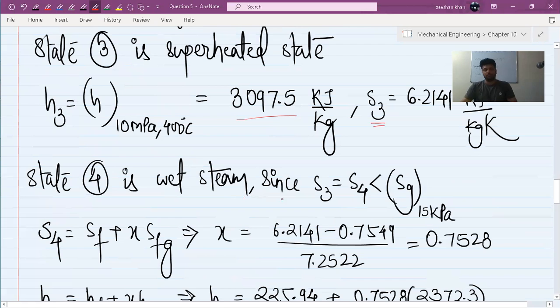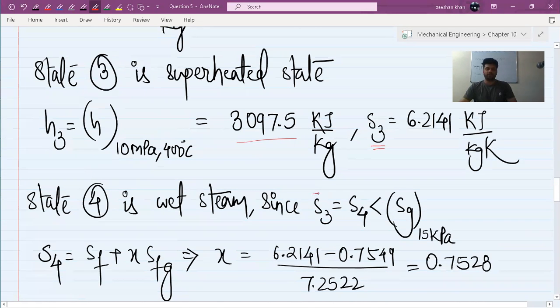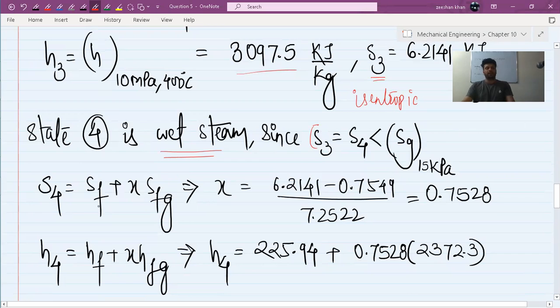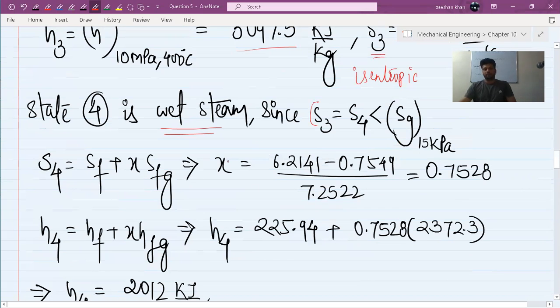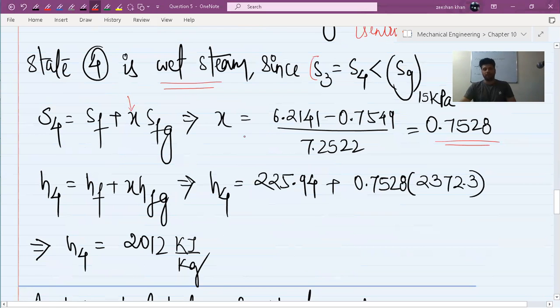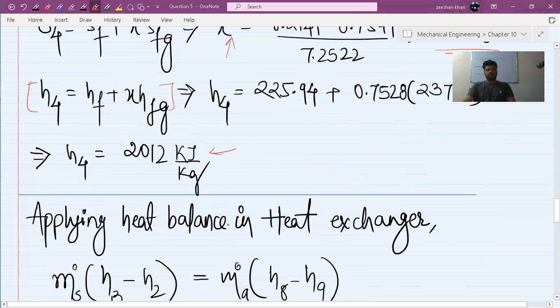State 4 is wet steam, because the third state and fourth state entropies are the same, the process being isentropic. And again, the entropy of saturated vapor at 15 kilopascals is larger than the entropy s4. That is why we assume that this is a wet state, and s4 and x can be calculated using this formula. So x comes out to be 0.7528. Again, using that value of x, we get the value of h4, which comes out to be 2012 kilojoule per kg.